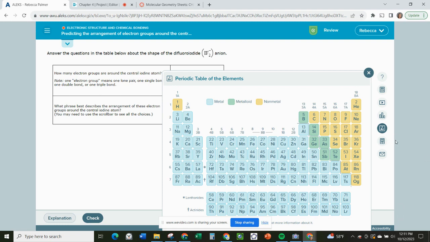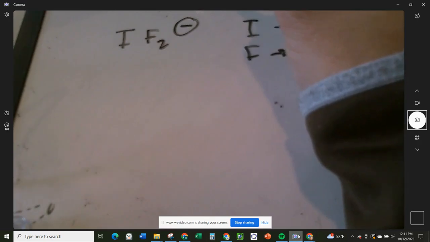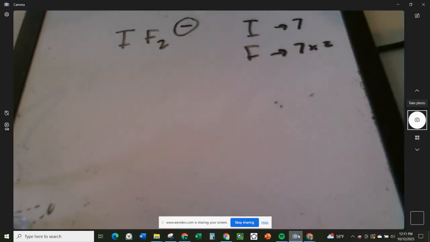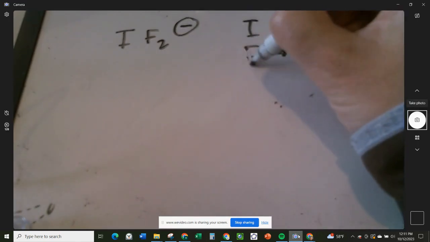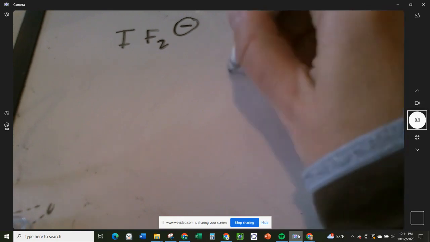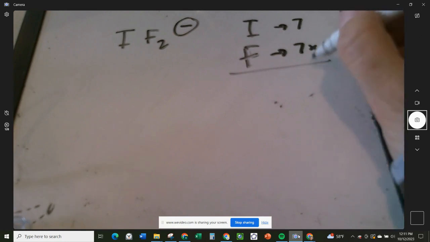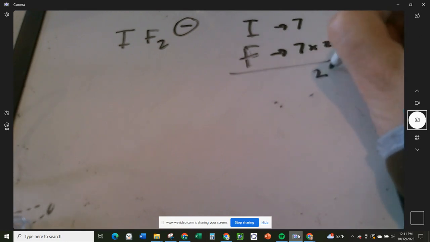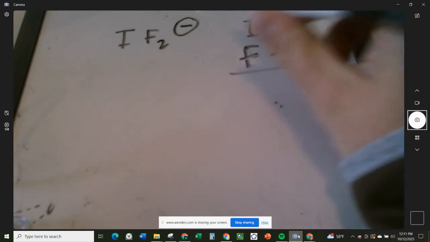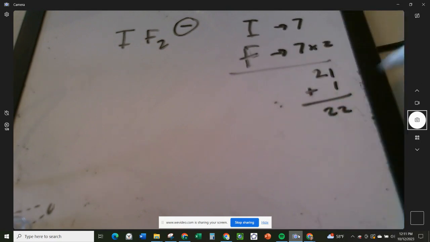And then remember we have a minus charge. So let's go back to our board. Remember the minus means we get to add one more electron. So 7 times 2 is 14 plus 7 is 21. Then we have one more from this minus. So we've got 22 electrons that we need to show in this structure.